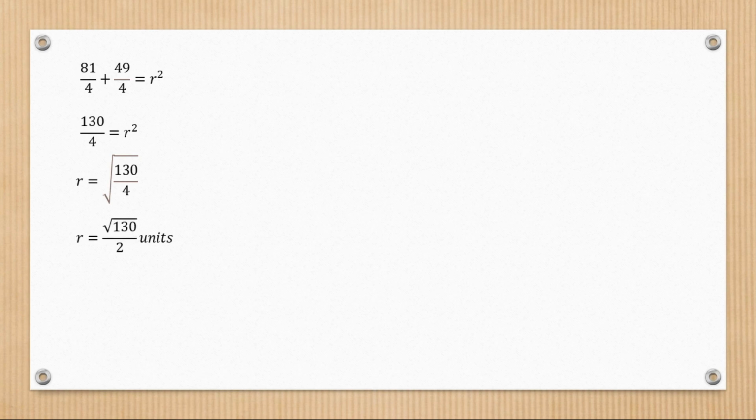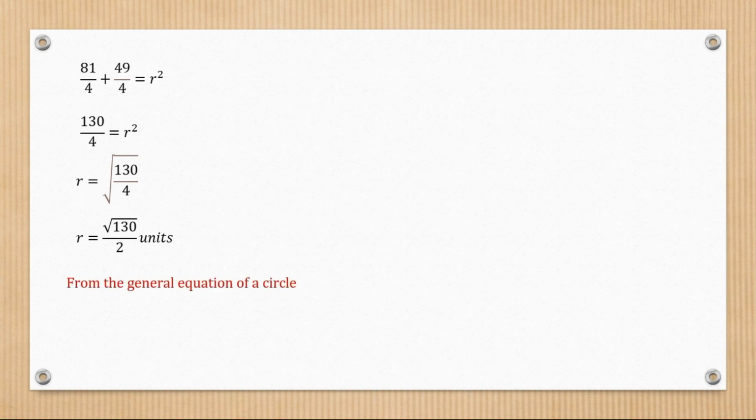So when I square those, I'll have 81 over 4 plus 49 over 4 is equal to r squared. So when I add those, I'll have 130 over 4 is equal to r squared, of which r shall be equal to root of 130 over 4. So now that is the value of the radius. Simplify this further, and it would be root 130 over 2 units.